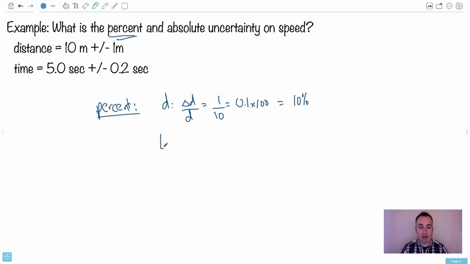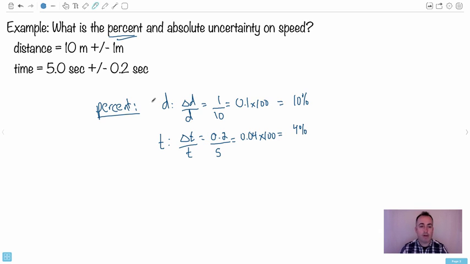We can do the same thing for time. For the time, we have delta t over t. I'm doing the fractional uncertainty on the time, and it's 0.2 divided by 5. And I do that, what do I get? I get 0.04, don't I? I think so. Yeah. 0.04 times 100, of course, to get the percent, and end up with 4%.